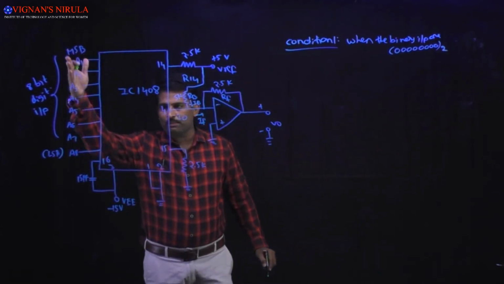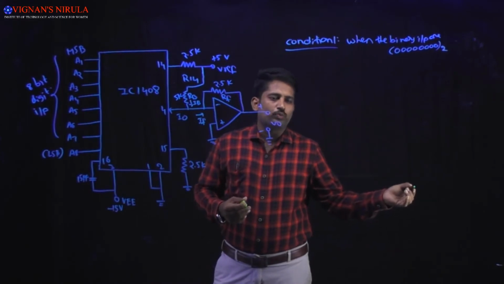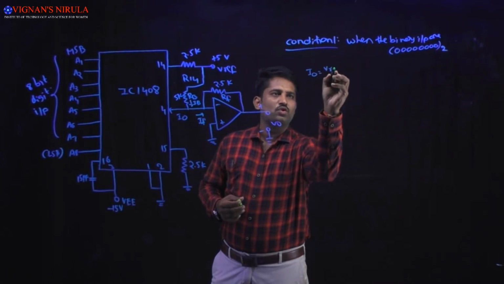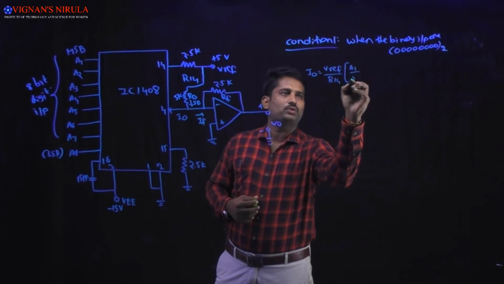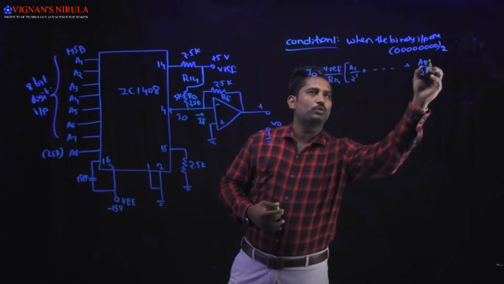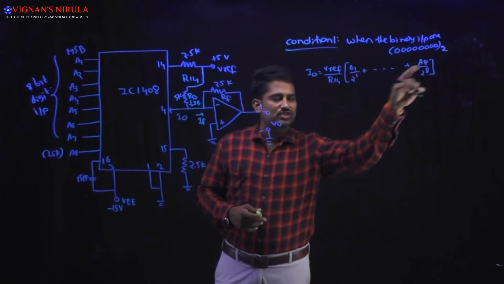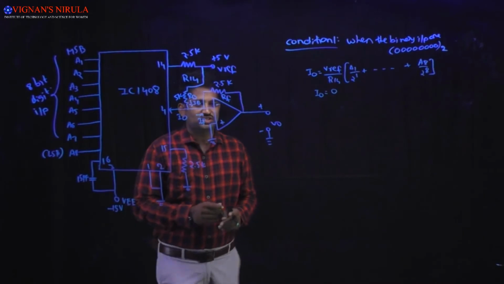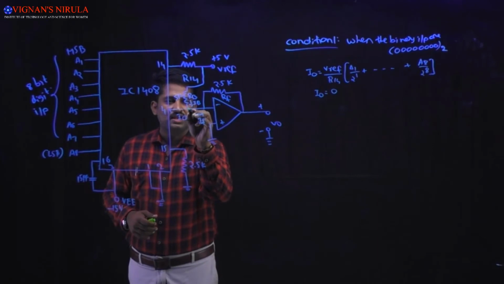whenever we are applying the binary inputs as zeros, then we all know that the output current is calculated by using the formula I0 will be equal to V reference divided by R14 into A1 divided by 2 to the power of 1 plus so on plus A8 divided by 2 to the power of 8. So if you substitute the binary input values in this expression, then you will get the output current I0 equal to 0. Now what we are going to do is apply KCL at node A.